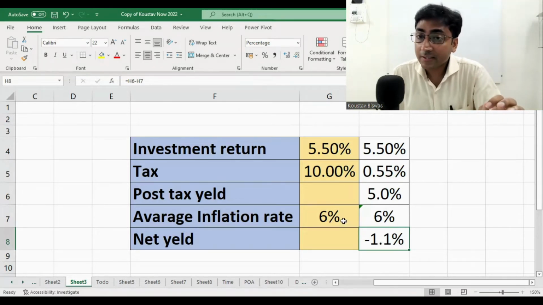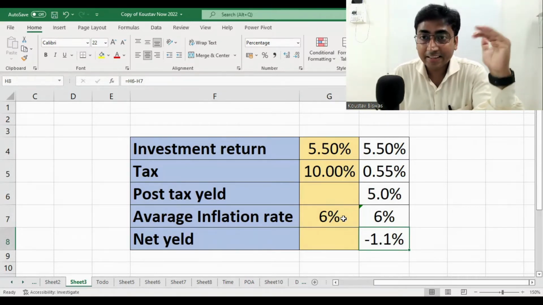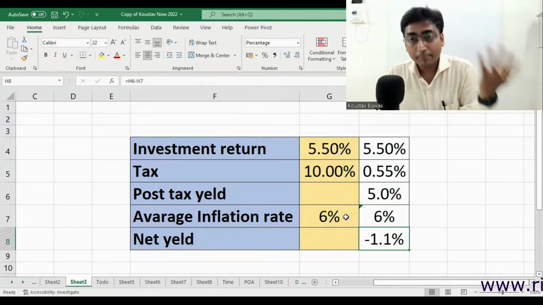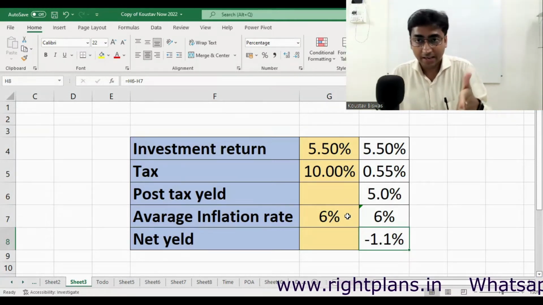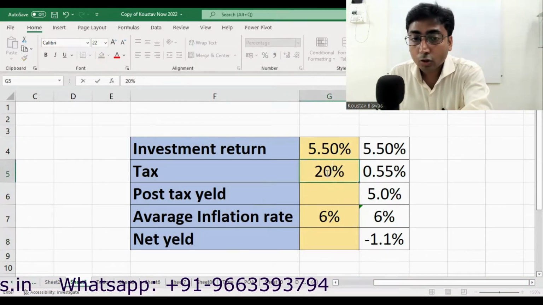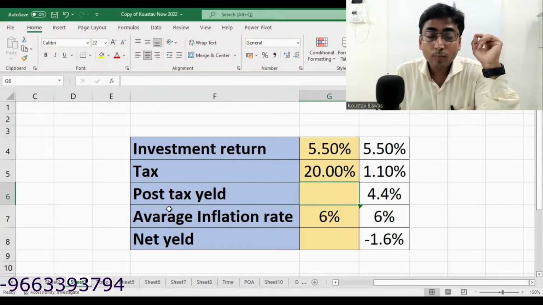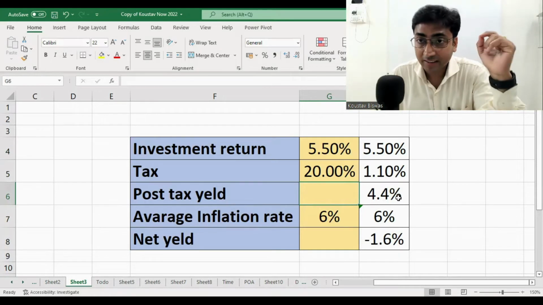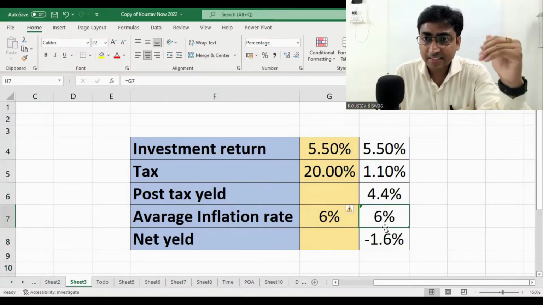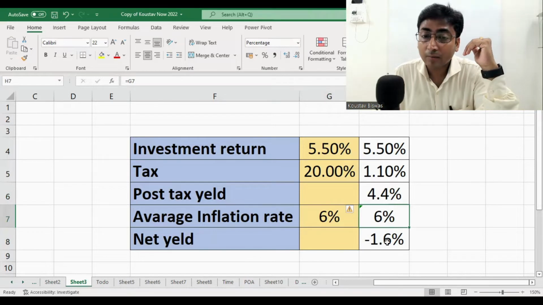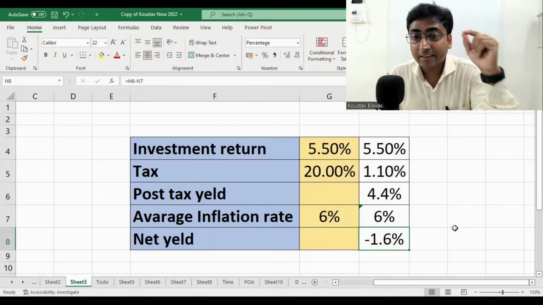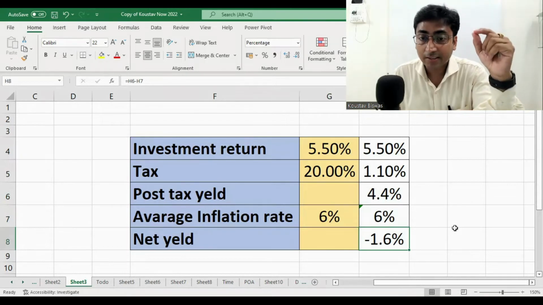See here, inflation rate, as we discussed, we consider the last 10-year average, and we are assuming the same kind of inflation rate for the next 10 years. The next 10 years might be different, but whatever data we have in our hand, based on that we are calculating, right? So for example, if you come under the 20% tax bucket, in that case post-tax yield is 4.4% only. And if you consider average inflation of 6%, your net yield is minus 1.6%. That means by investing into fixed deposit, you are losing money by 1.6% post inflation every year.